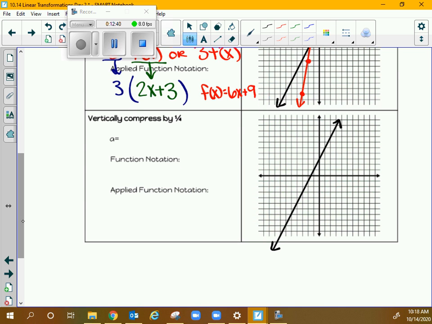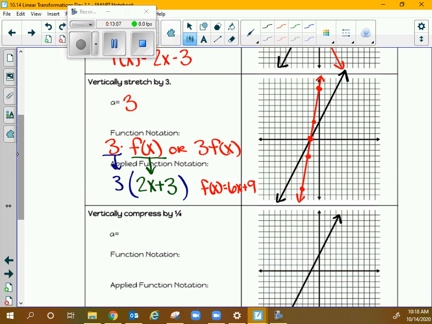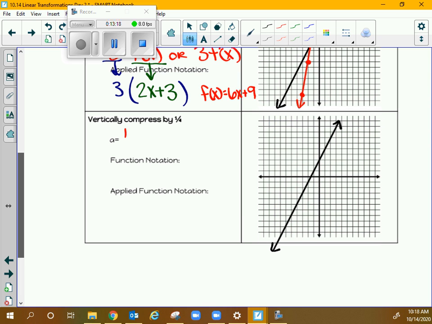Vertically compressing. When you compress something, you're pushing it. So if I take the line and I vertically, so I'm at top and bottom, compress, my line is getting closer to a horizontal line, so I am flattening that line. The process itself is still the same, because in order to flatten this, I'm going to multiply the whole thing by 1/4. The only thing that's changed here is that the value I'm multiplying by is no longer larger than 1, it's now smaller than 1 to create that flattening. So my A value is 1/4.